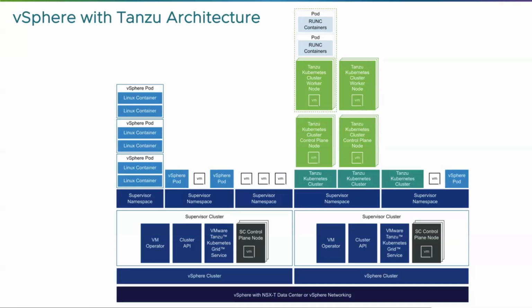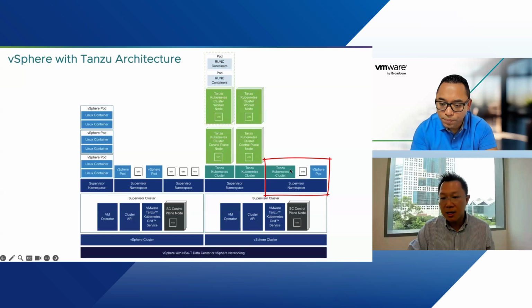And you can have a combination of all different kinds of workloads in different form factors. If you take a look at this supervisor namespace, there are virtual machines, there are vSphere Pods, and there are also TKGs clusters. So a namespace can contain any of those different objects, right?